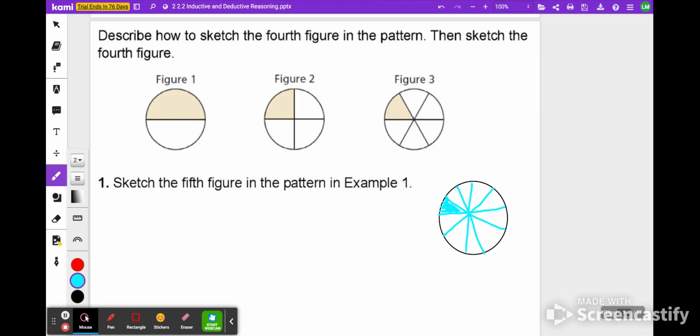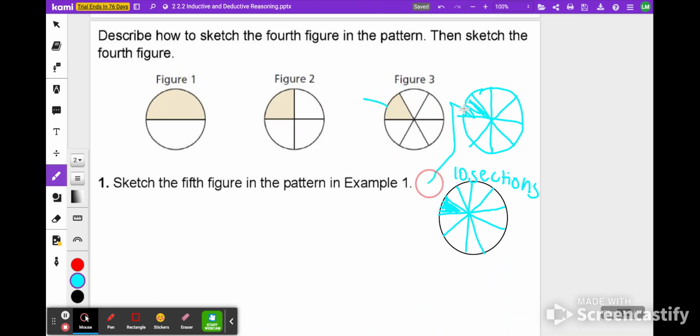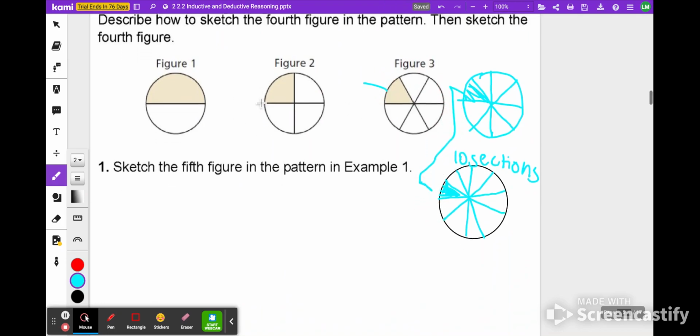So if we were to draw the fifth figure in the pattern, for example, it would look like this. So we have figures 1, 2, 3, and 4. Notice how, and I didn't draw a big figure 4 here, but figure 4 would have a circle, and then you would have 8 sections. So 1, 2, 3, 4, 5, 6, 7, 8 with this first one drawn, but now this figure has 10 sections, okay? So we're just adding 2 sections each time and coloring in that first section for each one, okay?